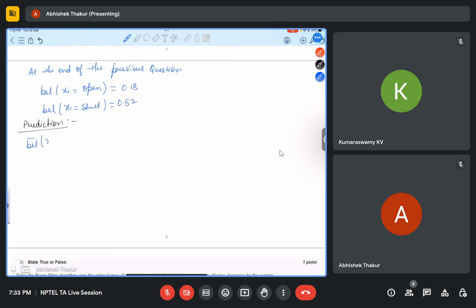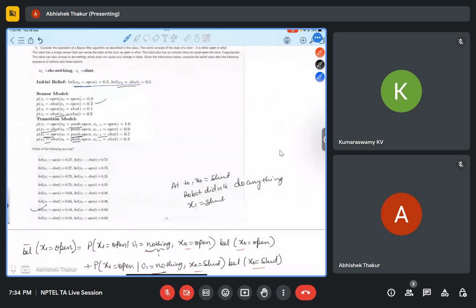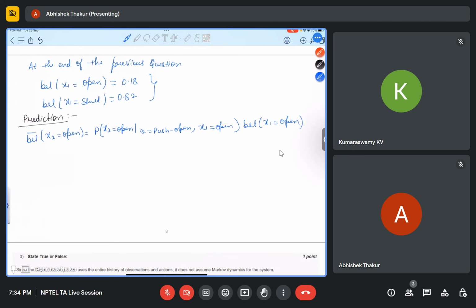So, belief bar x2 is equal to open is equal to probability of x2 is equal to open such that u2 is equal to push open, comma x1 is equal to open, multiplied with belief of x1 is equal to open. Now this time, belief of x1 is equal to open will use this one. In the last question we used 0.5 because the initial belief was given as this. This was belief x naught. Now this is belief at x1. X1 means after the observation Z1.